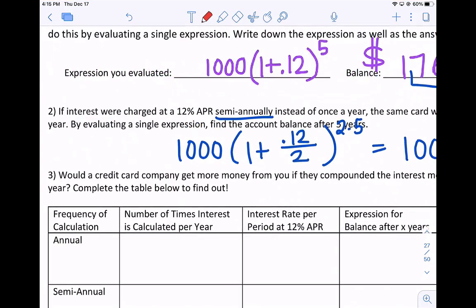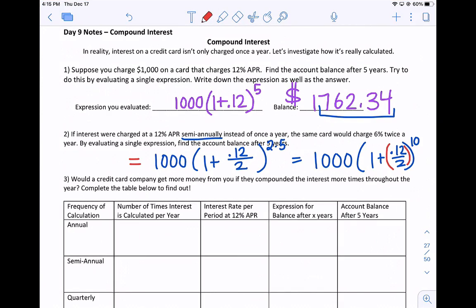1790. Okay, I'm out of room, I'm gonna write it here. That's 1790.85. Okay, so you can see that it is going to be a little bit more than if they just charge us 12% once a year.